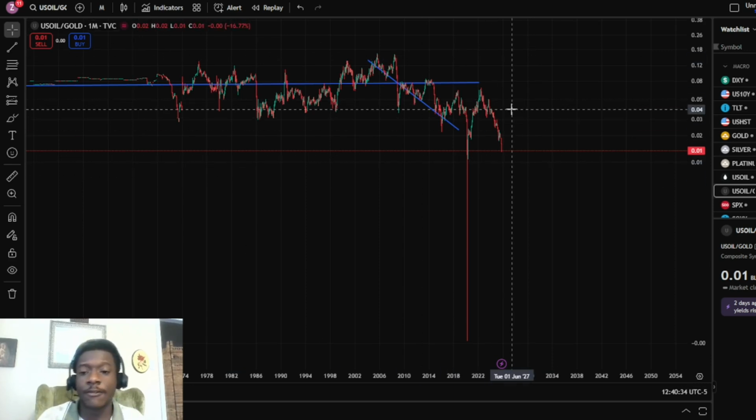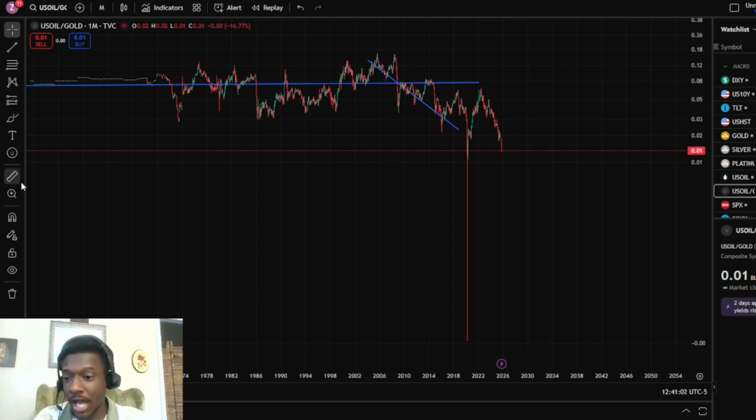Whenever this does mean revert, the system could break. Okay, if the oil to gold relationship just mean reverts, let's say it just goes back to like 0.4, and gold stays the same, that means there's like a 4 times revaluation of oil relative to gold. But that doesn't happen.